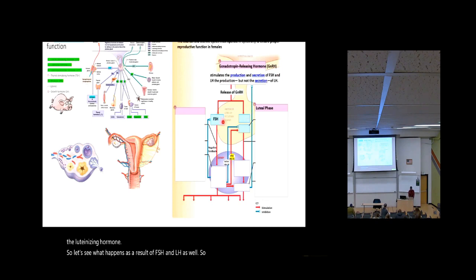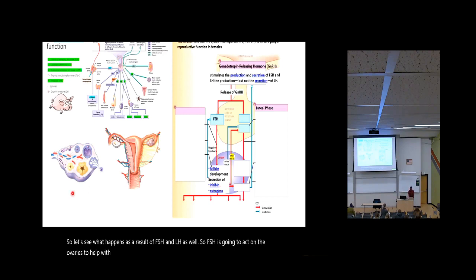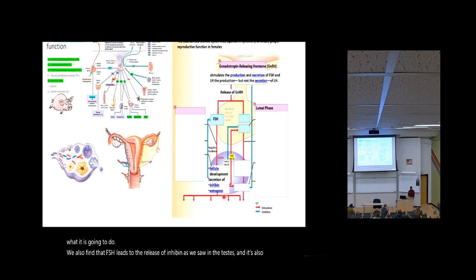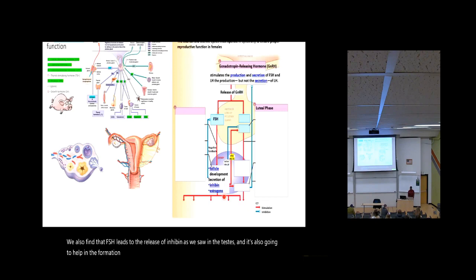So let's see what happens as a result of FSH and LH. FSH is going to act on the ovaries to help with follicle development. We previously talked about how the primordial follicles are going to give rise to the primary follicle, secondary follicle, tertiary follicle. All that is possible because of the follicle stimulating hormone. So the name explains exactly what it is going to do. We also find that FSH leads to the release of inhibin, as we saw in the testes, and it's also going to help in the formation of estrogen as well.